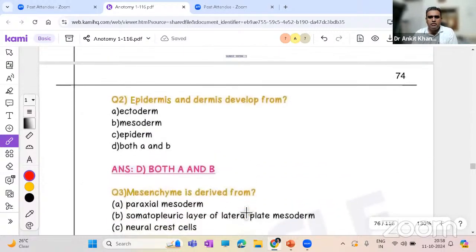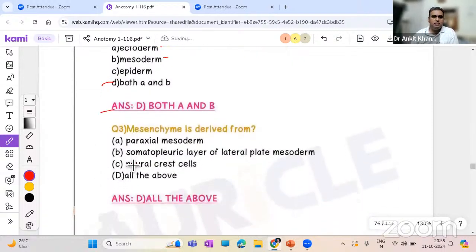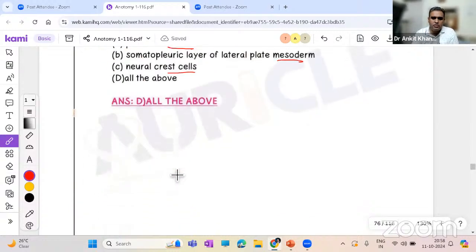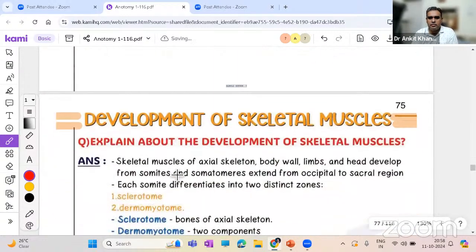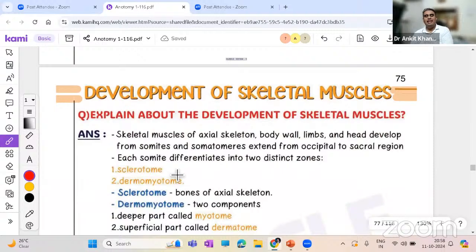Epidermis and dermis develop from obviously ectoderm, both A and B, right? Mesenchyme is basically part of mesoderm only. So it has paraxial mesoderm, somatic layer, and part of neural crest also might come over here for the pharyngeal arches. Now explain about the development of skeletal muscles.